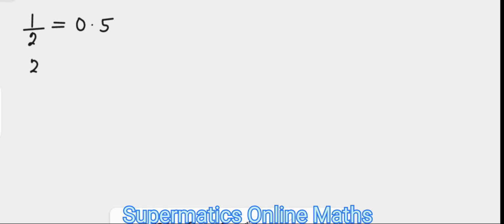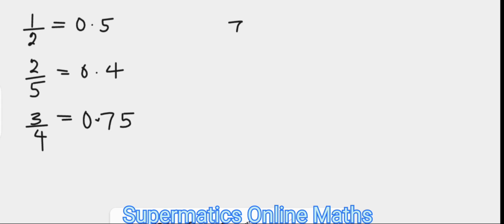Also, 2/5 is 0.4. 3/4 is 0.75. 7/8 is 0.875. When you look at these fractions, when changed to decimal fractions, they actually ended somewhere, so we call them terminating decimals.